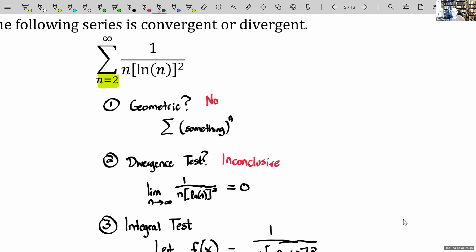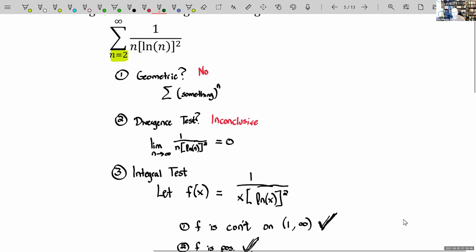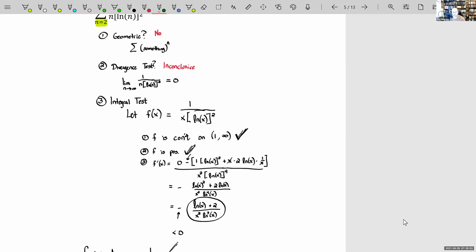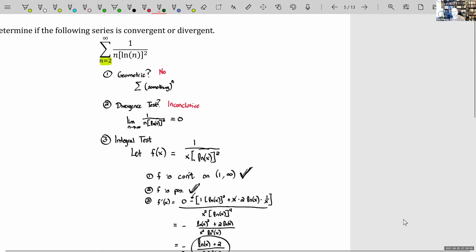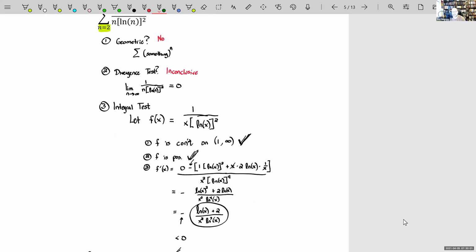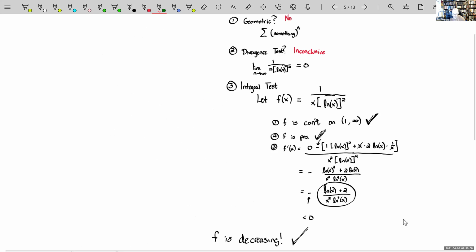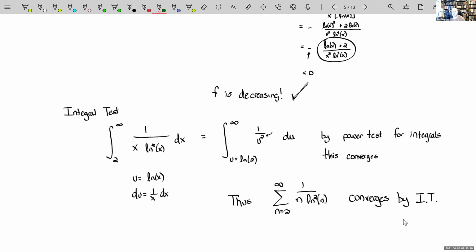Is it geometric? Can we do the divergence test? If not, then we move on to the integral test. Okay. And then we did the integral test there. We found the related function to be basically the sequence itself with x's. And then stated it's continuous and positive, and proved it was decreasing using the derivative. And therefore, once you did all that, you're allowed to actually evaluate that using the integral test.